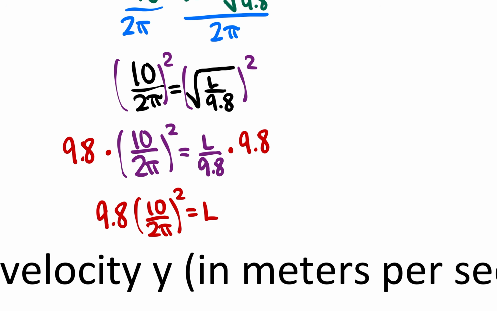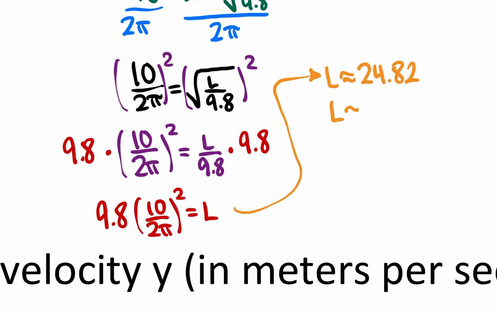Now, if you type this into the calculator, you will get L, the length of the pendulum in meters, is going to be approximately 24.82 meters. But again, they want us to round to the nearest meter, so hence we have the length to be approximately 25 meters. They want a whole number.